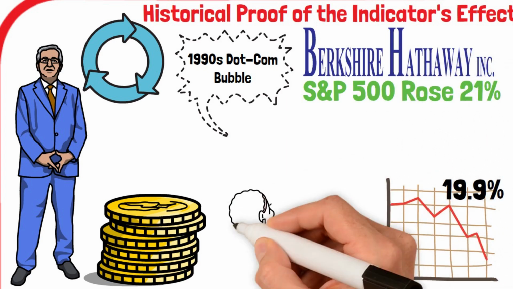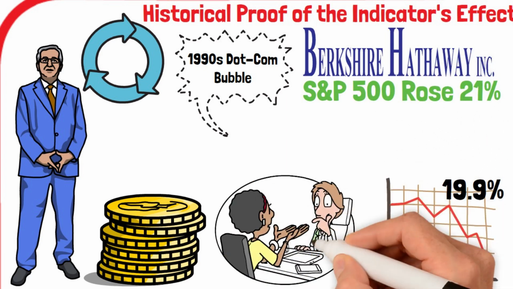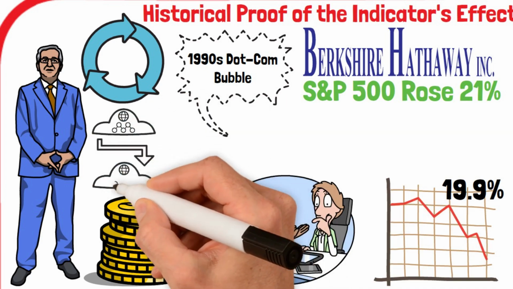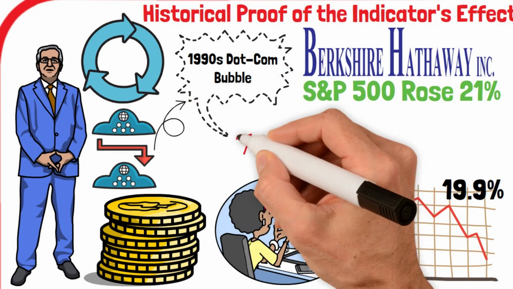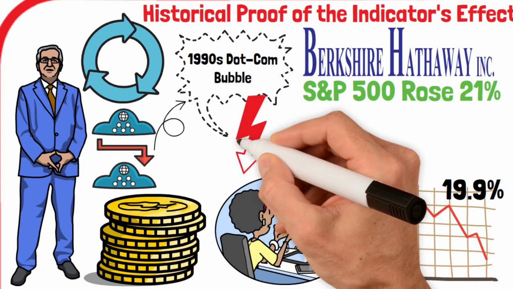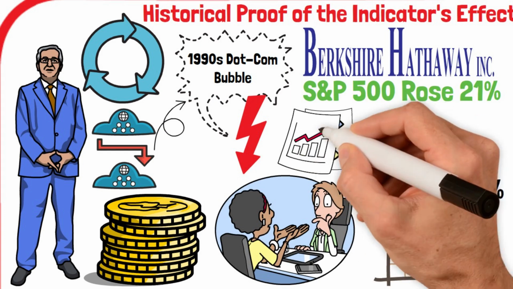Critics said Warren Buffett's age had made him out of touch with new tech realities. They claimed he just didn't get internet stocks. But then the bubble burst. Over 2000 to 2002, while tech stocks and the broader market crashed, Berkshire outperformed significantly.